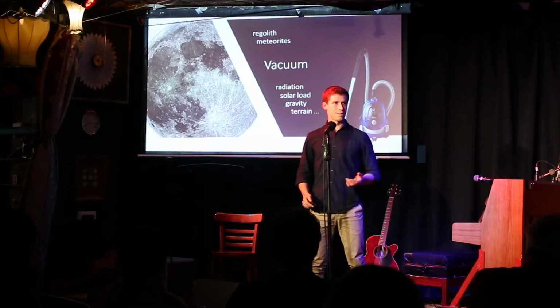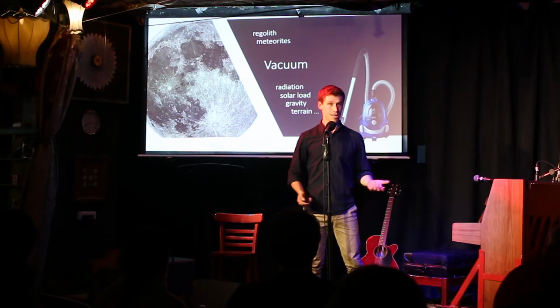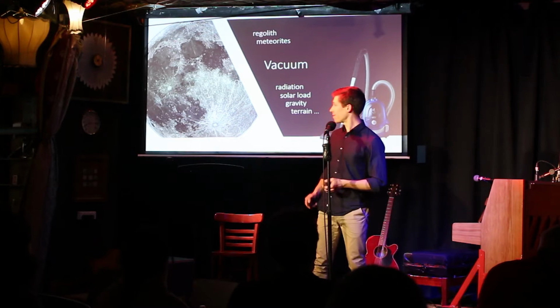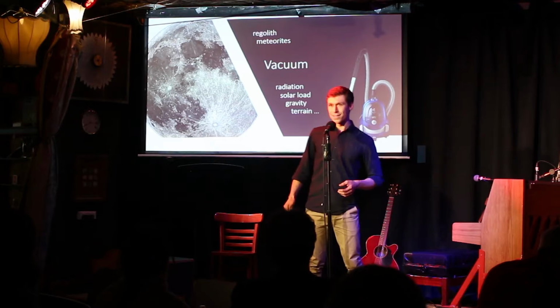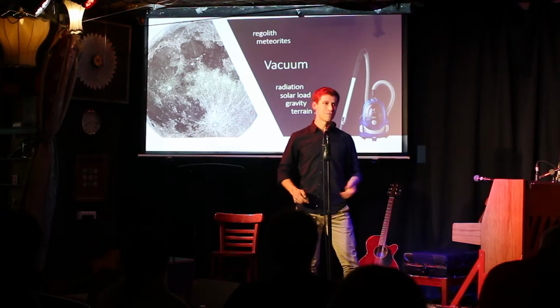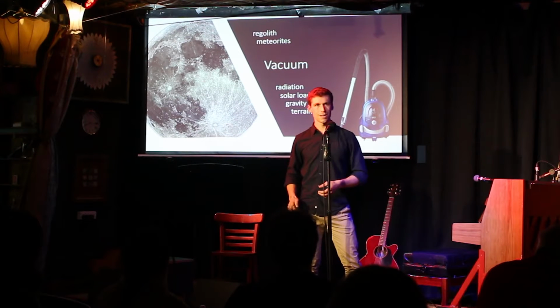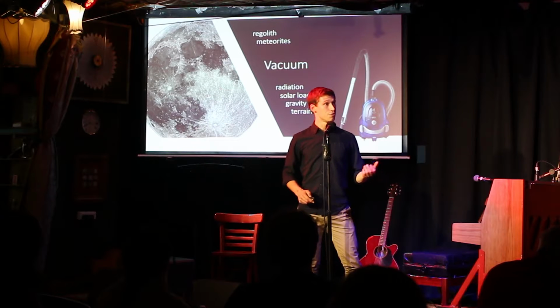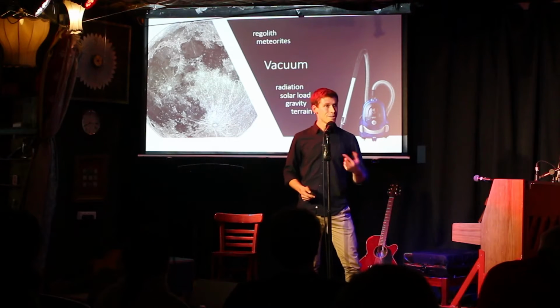There's lots of things that we might want to simulate that are on the surface of the Moon. We've heard about some of the dust. There's meteorites that are coming in, there's radiation from space, there's the solar loading, there's reduced gravity. So if anyone knows how to reduce the gravity, let me know.